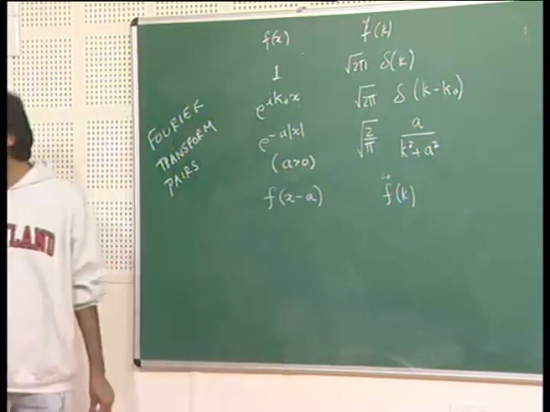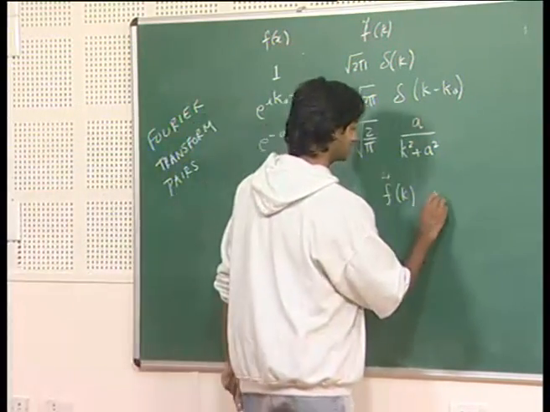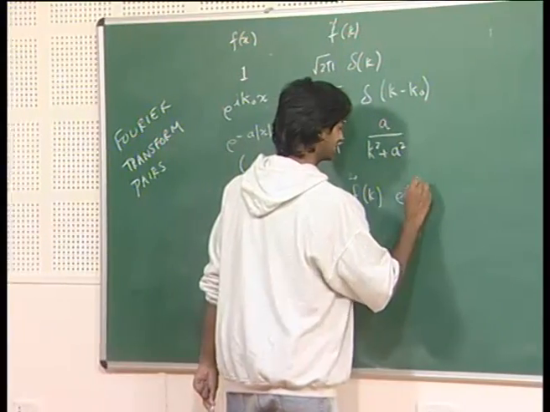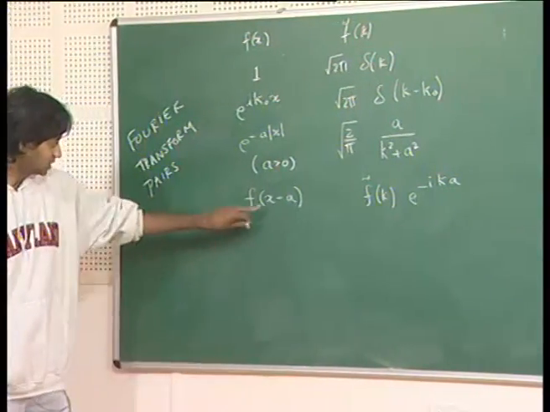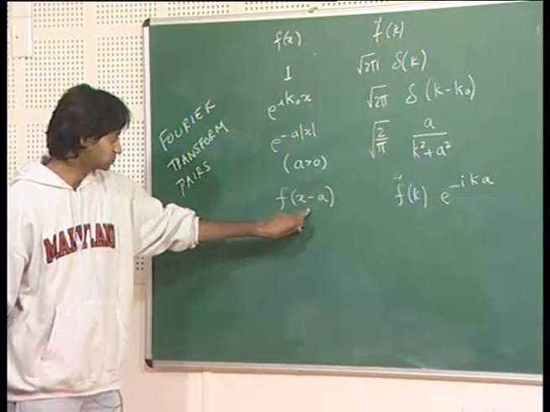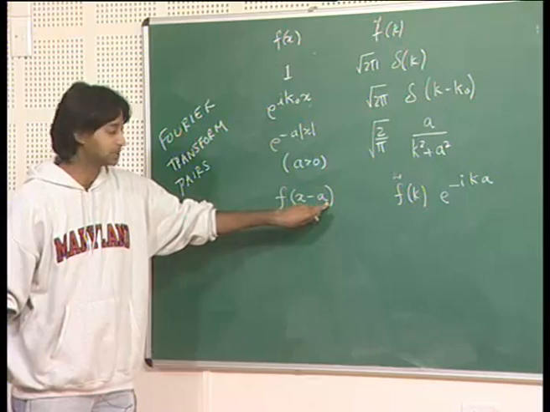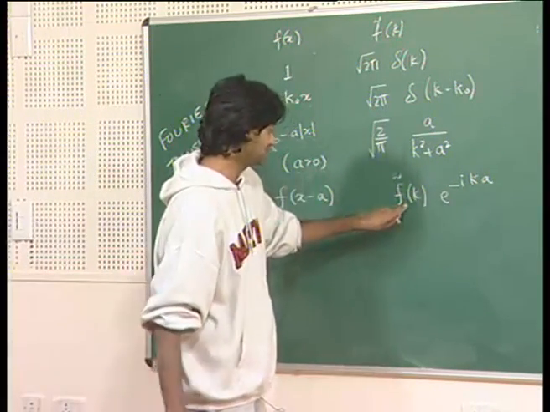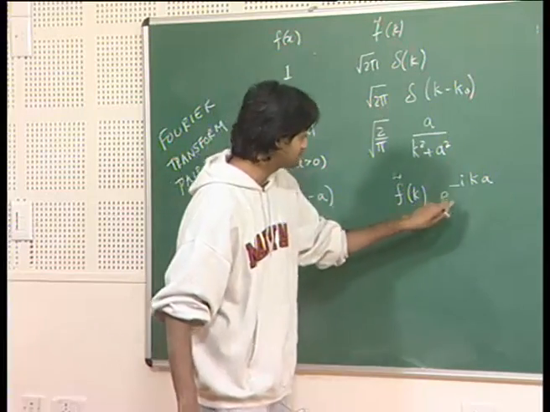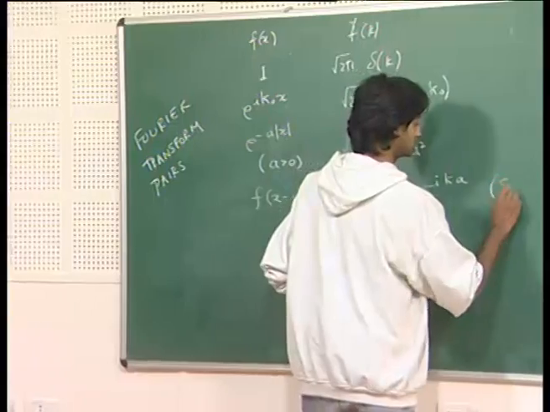Okay, but this relation is the following. It is f tilde of k times e to the minus i k a. So if you shift your f of x, so that instead of x my argument is x minus a, then my Fourier transform will just be f tilde of k multiplied by e to the minus i k a. This is called the shifting property.